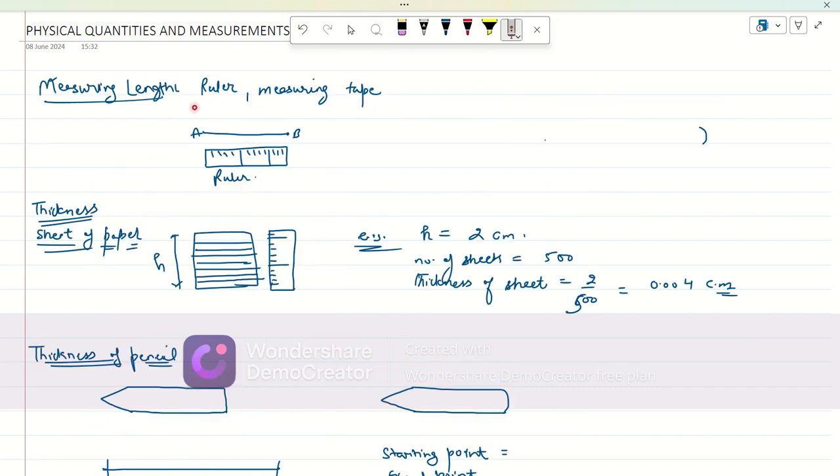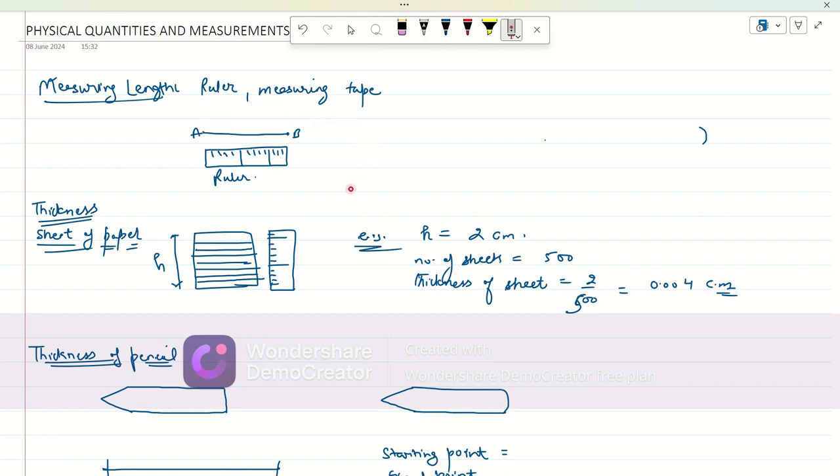Now we will discuss measurement techniques of length. For example, we have to measure this length AB. How can we measure it? We will keep a ruler. We will keep this end A at one end of the ruler and B will align with some other line, and then we can measure this length.